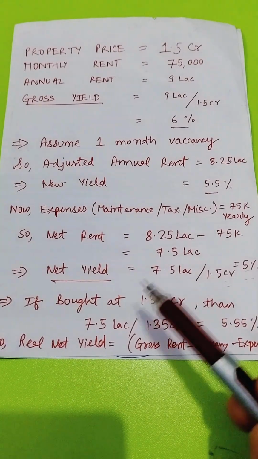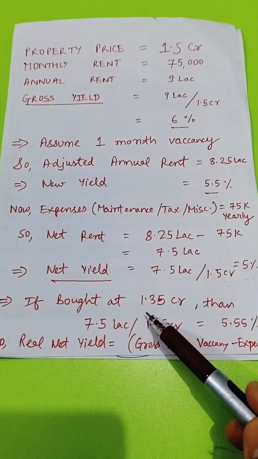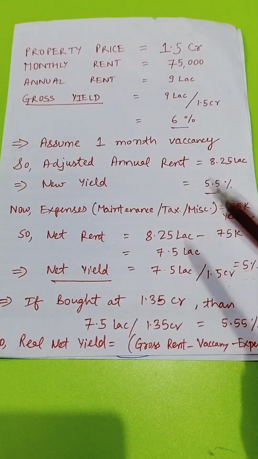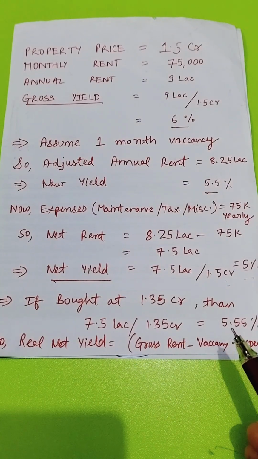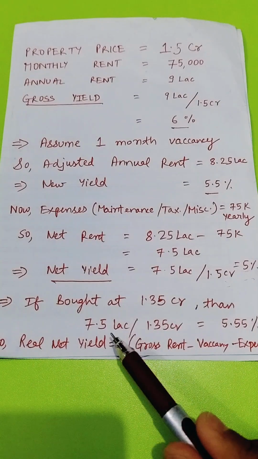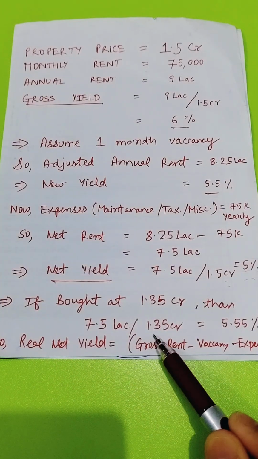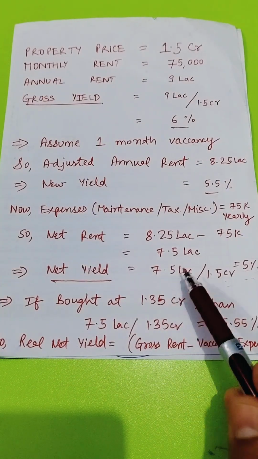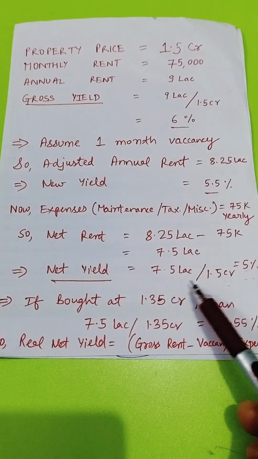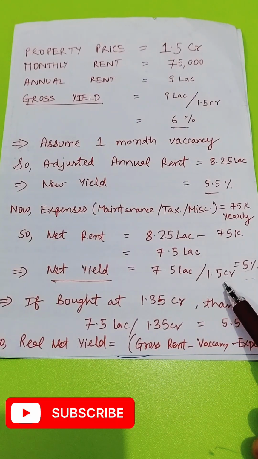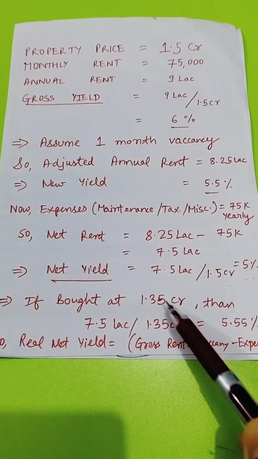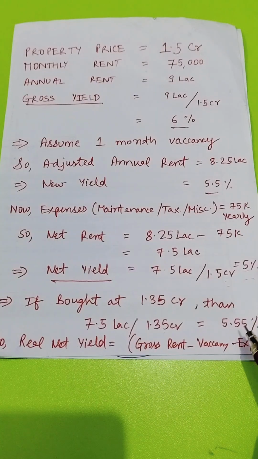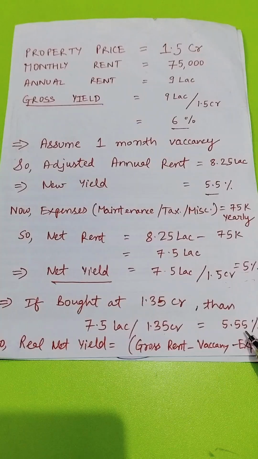So let us assume we have bought this at 1.35 crore instead of 1.5 crore. Then in that case, our net yield comes out to be 7.5 lakh divided by 1.35 crore. Here we calculated 7.5 divided by 1.5 crore when property price was 1.5 crore. But now our property price is 1.35 crore. So in this case, we can clearly see that our net yield has increased from 5% to 5.5%.